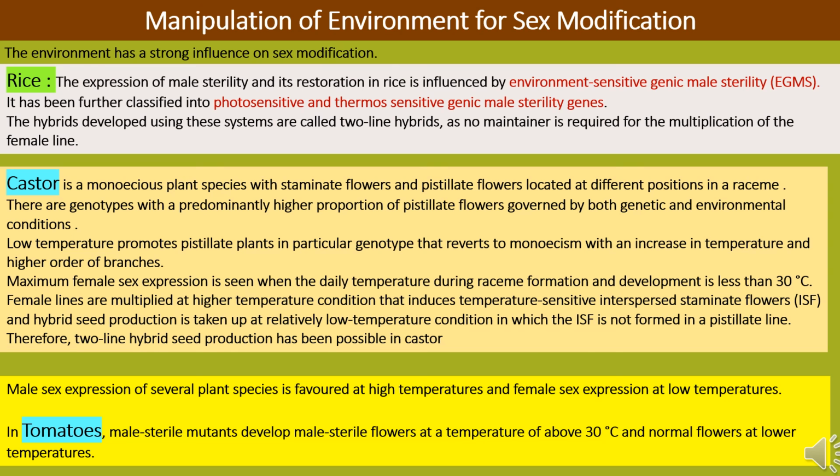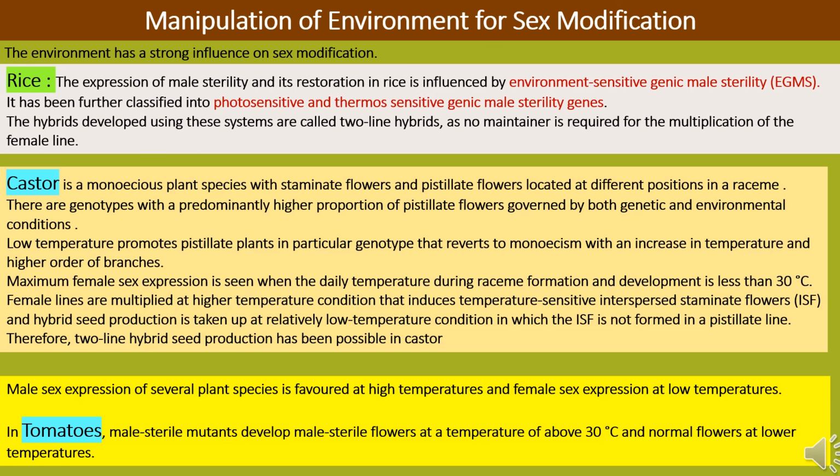Maximum female sex expression is seen when the daily temperature during raceme formation and development is less than 30 degrees centigrade. Female lines are multiplied at higher temperature conditions that induce temperature sensitive interspersed staminate flowers, and hybrid seed production is taken up at relatively low temperature condition in which these interspersed staminate flowers are not formed in a pistillate line. Therefore, two-line hybrid system production is also possible in castor.